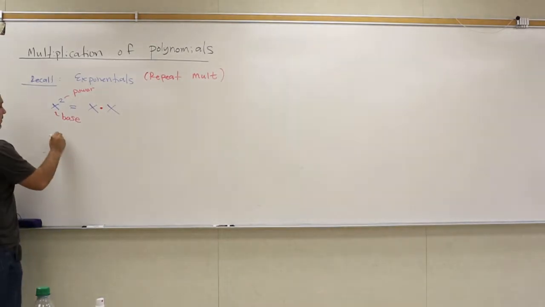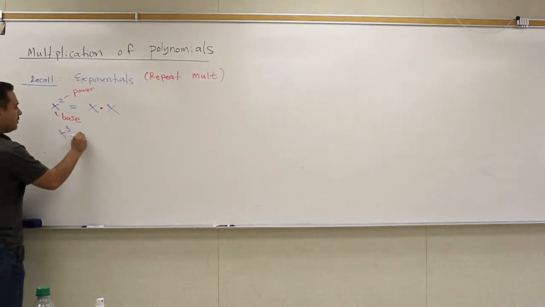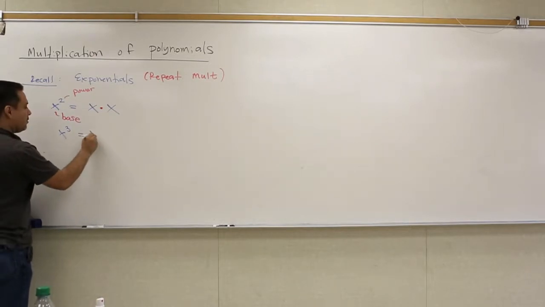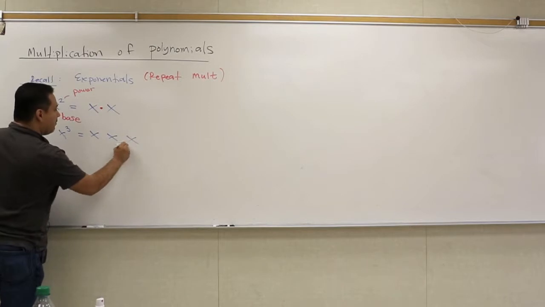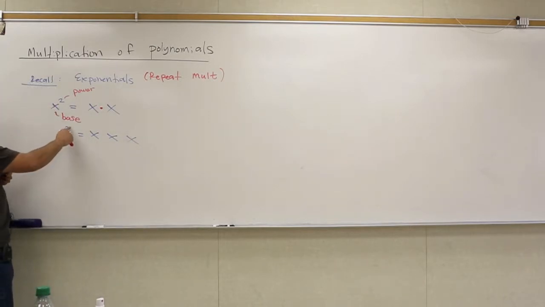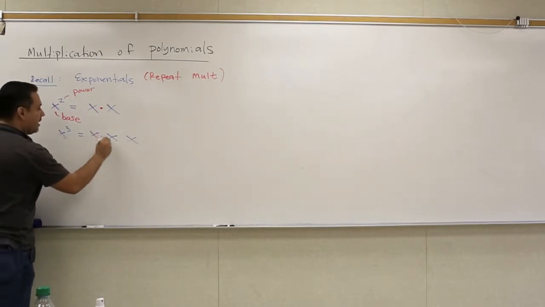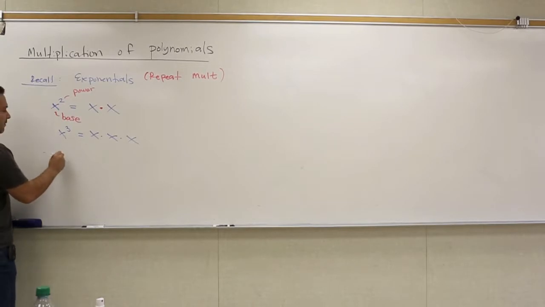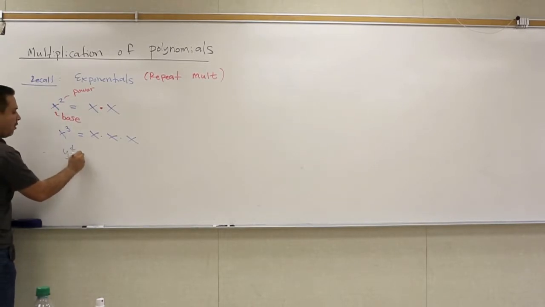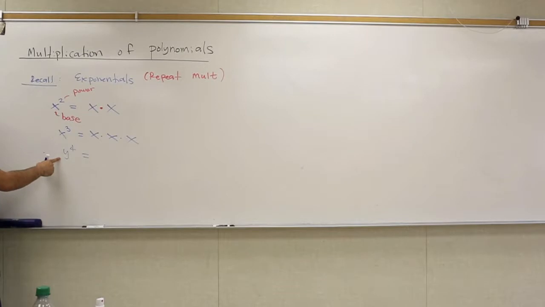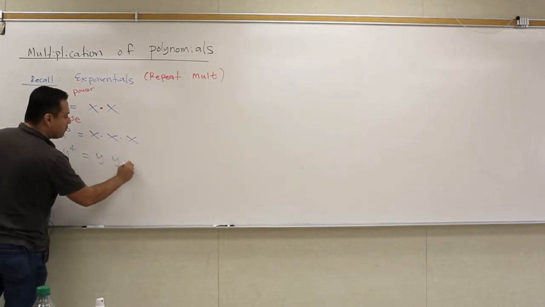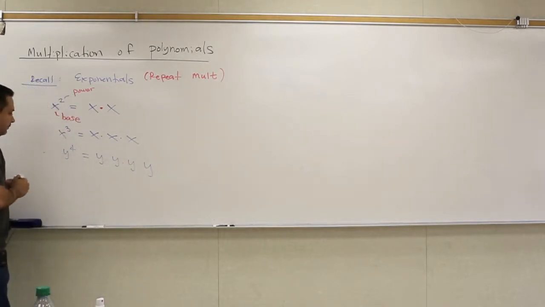What would you say x to the third power is? What's the base again? X. So what are you going to do with this? We're going to repeat that. How many times? 3. And multiply. Okay, you guys okay with that? There's nothing special about the letter x. They could give you a letter y, maybe y to the 4th. How many y's do you have again? 4. So we got y times y times y times y.